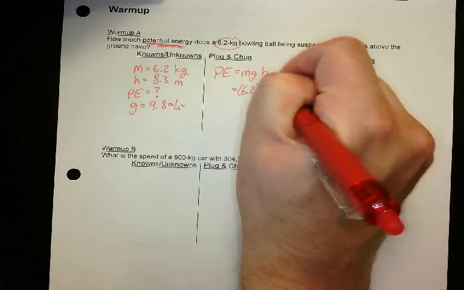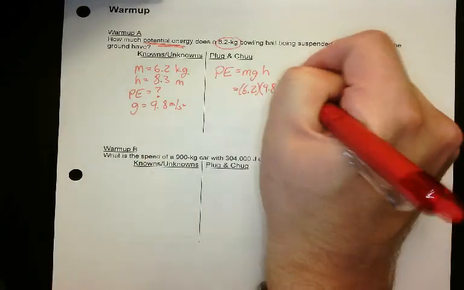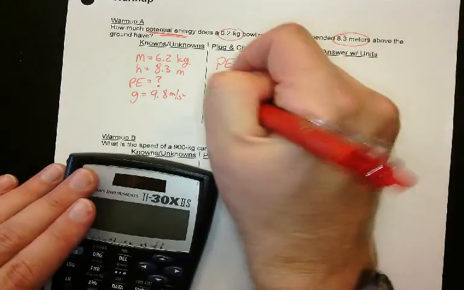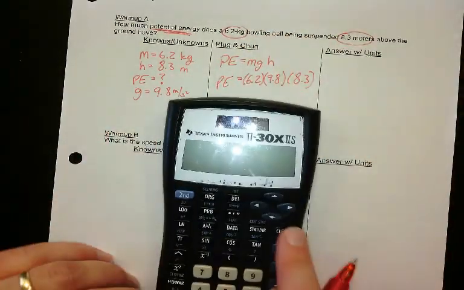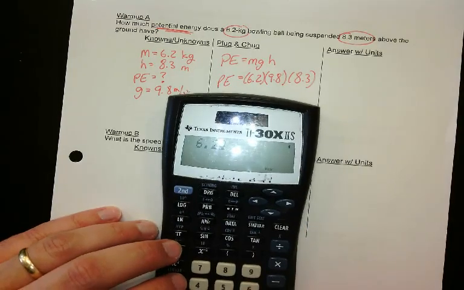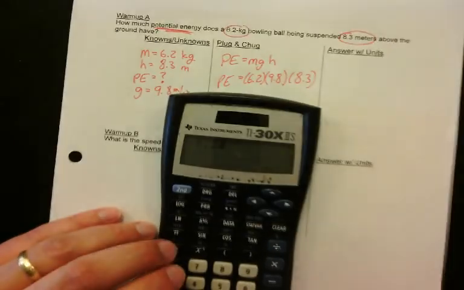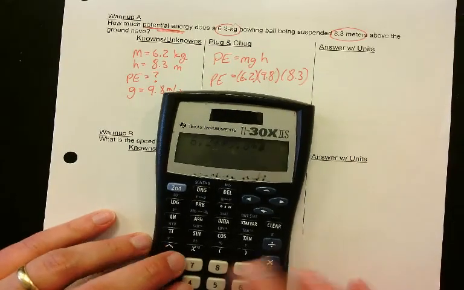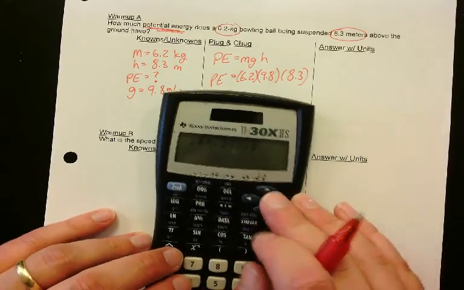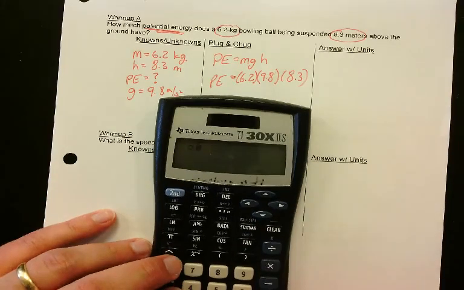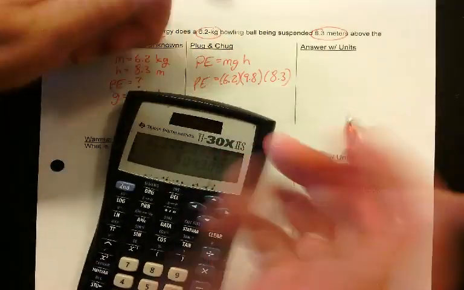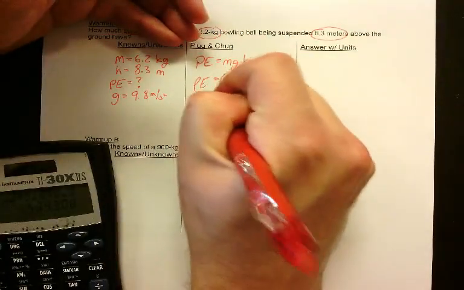So that's my g. And then my height is 8.3. So now I get out my calculator. 6.2 times 9.8 times 8.3. Oops, I got an issue there. I didn't type that in right. 6.2 times 9.8 times 8.3 is 504.31 rounded to 2 decimal places.